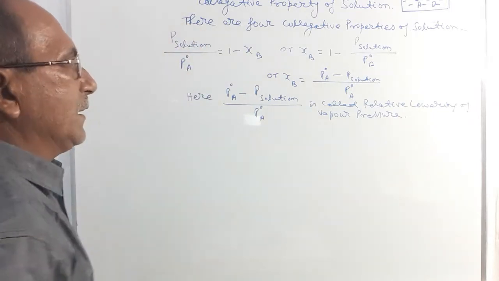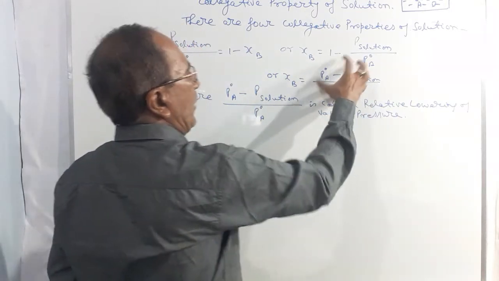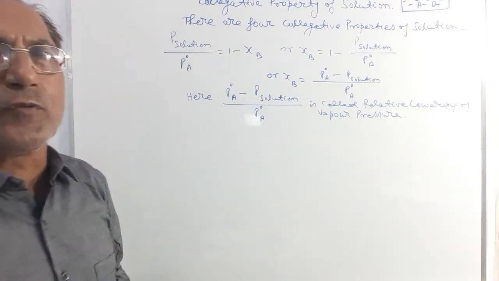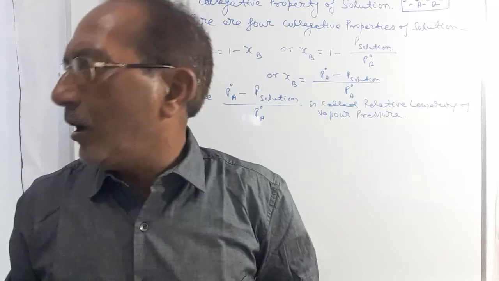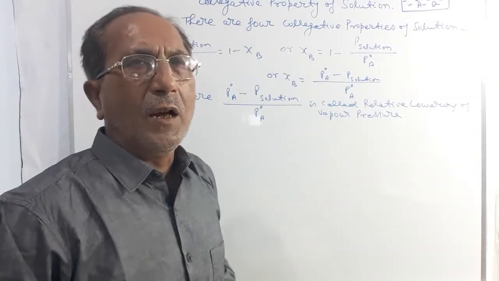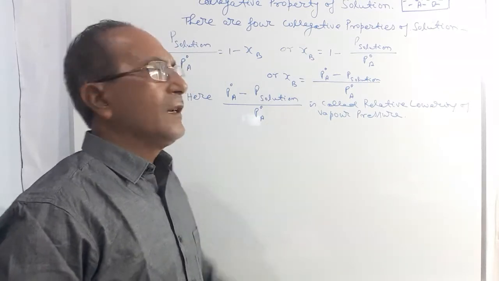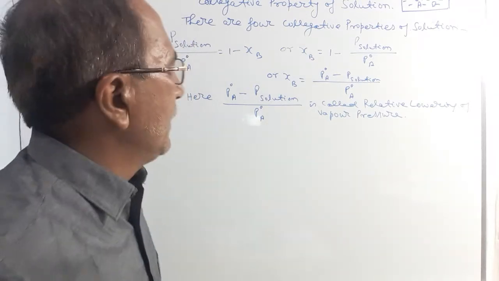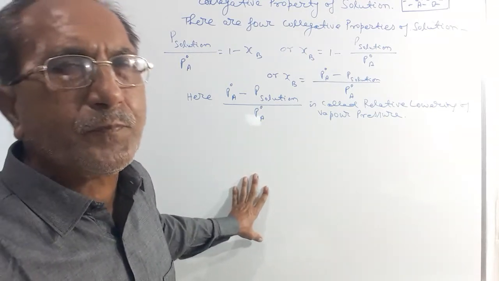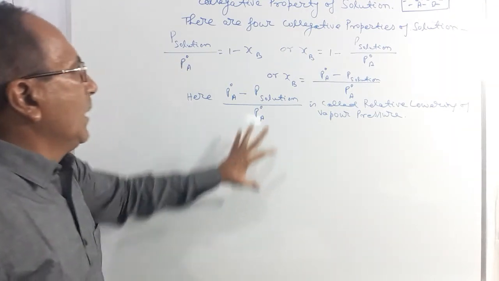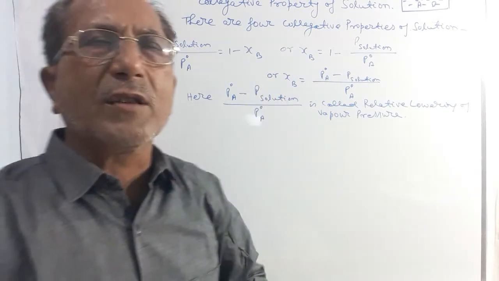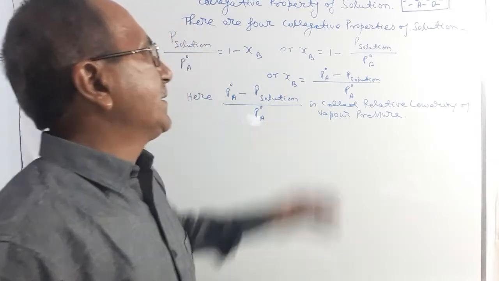Since the value of relative lowering of vapor pressure depends upon the mole fraction of solute, it means the number of solute particles in the solution, hence it is a colligative property. Clear? Now you can calculate the molecular mass of solute also by this equation.